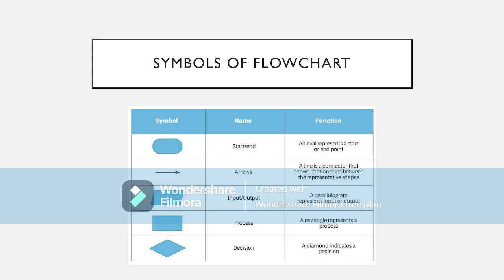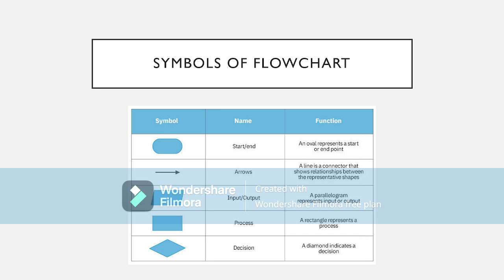Then we have symbols of flowcharts. First of all, we have the oval symbol, which represents a start or end point of a flowchart. Whenever you see a flowchart, you will always see this oval symbol at the start and the end of the flowchart, showing the start and the end. Then we have the arrows, also called a line, which shows the connection or the relationship between these shapes that represent these functions. Then we have the parallelogram, which shows the input and the output of the flowchart.